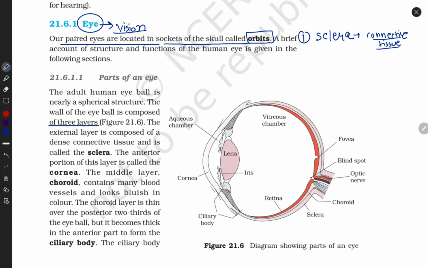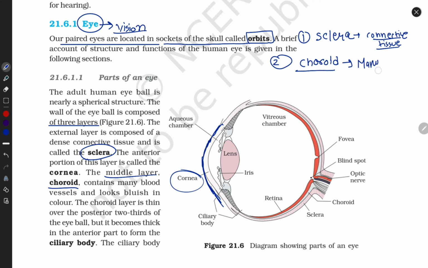What are examples of connective tissue? Like bone, cartilage, blood. Okay, sclera. One layer is clear. The anterior part of the sclera, we call it the cornea. Now the next layer, the middle layer, is the choroid. It contains many blood vessels.